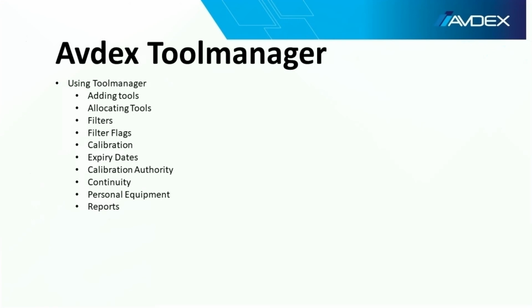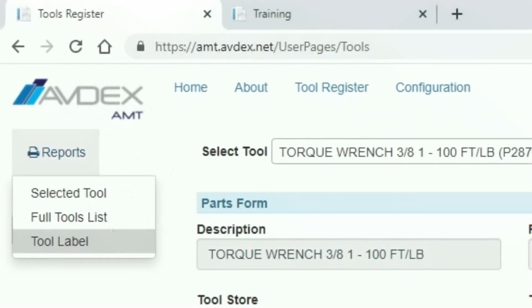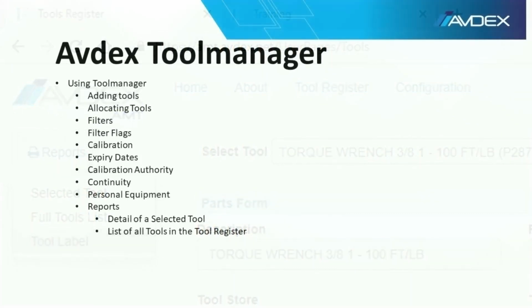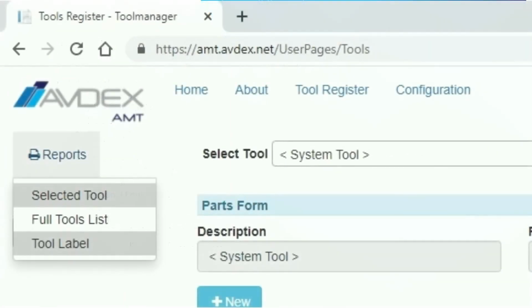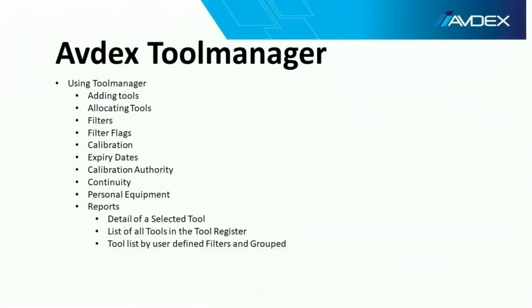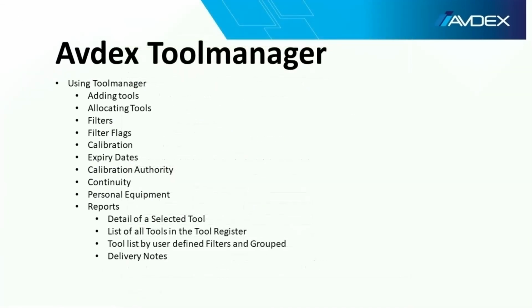Report options are flexible and available from a number of places in the program. At tool level: detail of a selected tool. List of all tools in the tool register. Tool list by user defined filters and grouped. Delivery notes for acceptance out of and into the tool store.